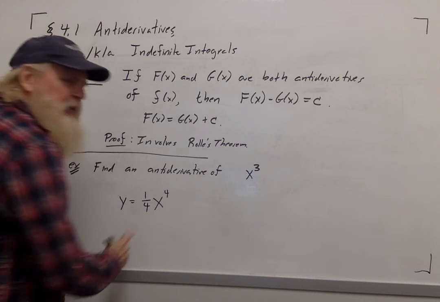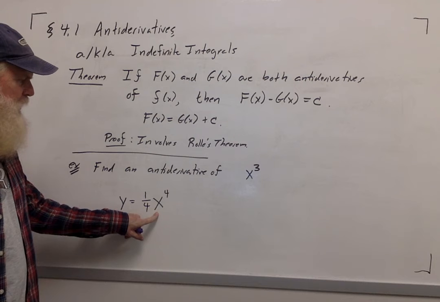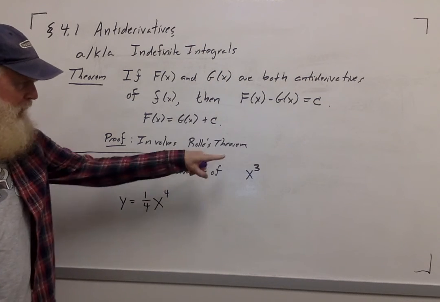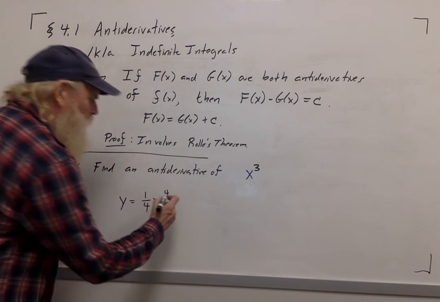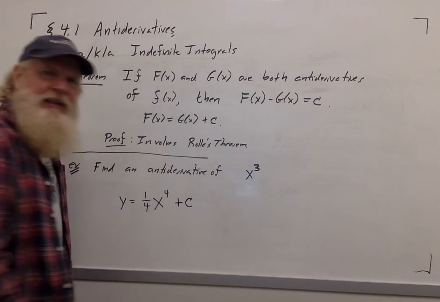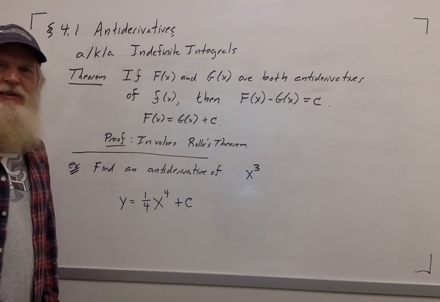So let me put a 1/4 in front. Let's check that. What is the derivative of 1/4 x to the 4th? The 4 times the 1/4 is 1, and subtracting 1 from the exponent, I do get x cubed. That worked out. Now what we're going to do, though, is write plus C here to indicate that if I add any constant on, that will also count as an antiderivative.